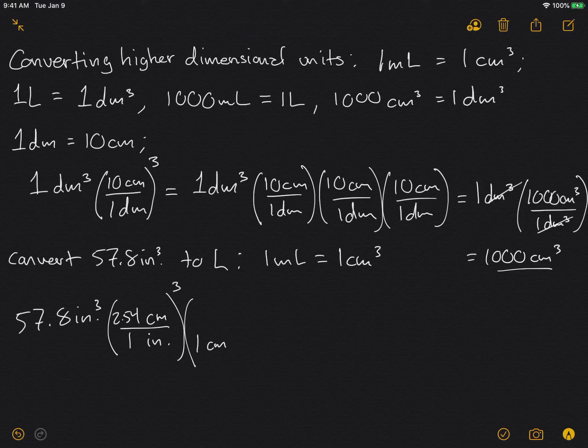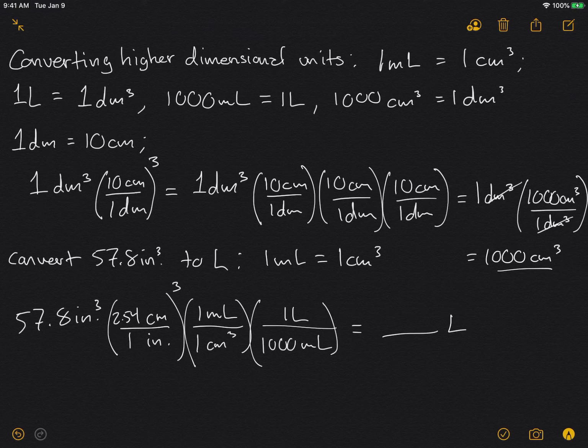So 1 cubic centimeter is equal to 1 milliliter. And then for our last unit conversion, we know that 1,000 milliliters is equal to 1 liter. Okay, so we should end up in liters. So when you type this into your calculator, you would hit 57.8. Remember, that's already cubed. 2.54, cube that. 1 over 1, you don't need to put anything in. And then divide by 1,000. And you should get about 0.947 liters.